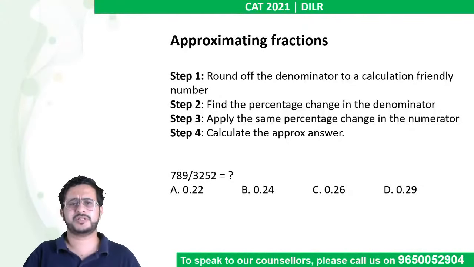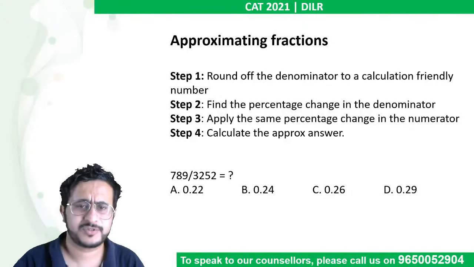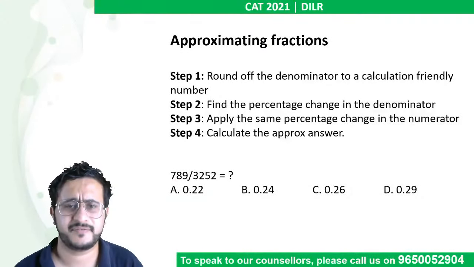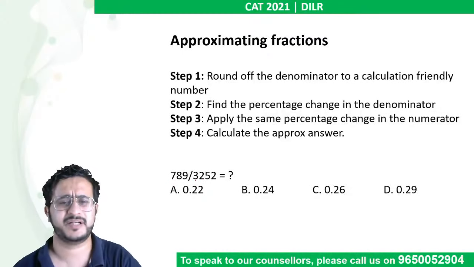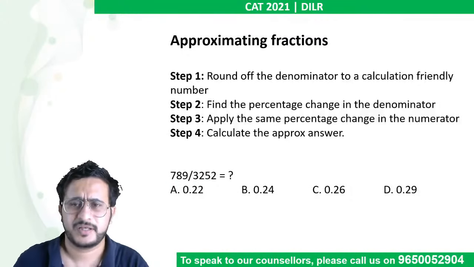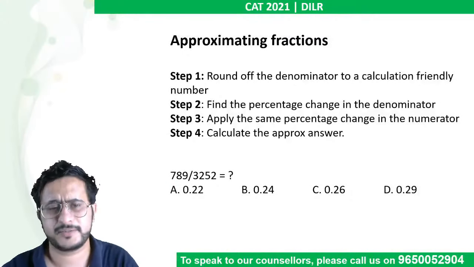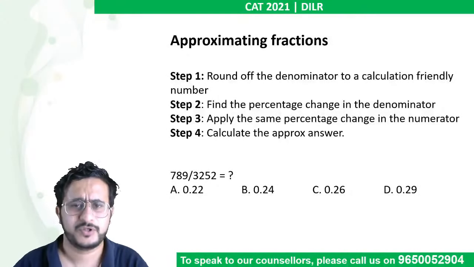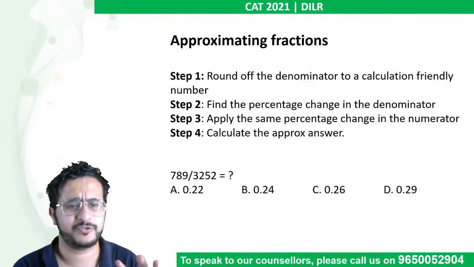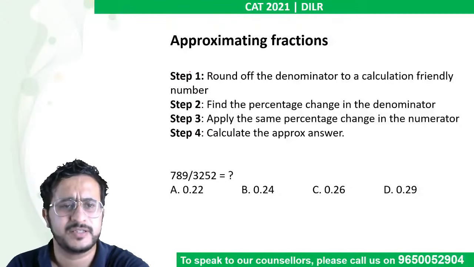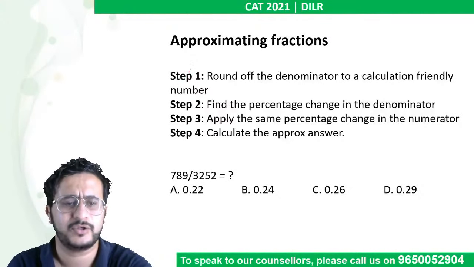So how to approximate values? Suppose you have to find 789 by 3252. Let's say you have certain value, and you have to find what that value is. There are 4 steps that you need to follow, and if you follow these, you are going to get the answer in very little time.